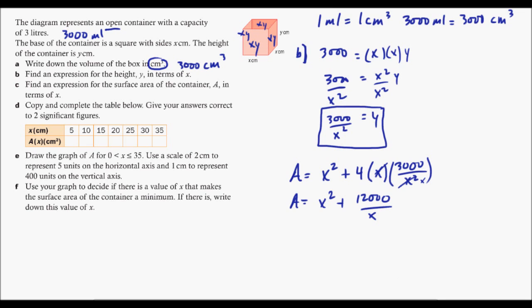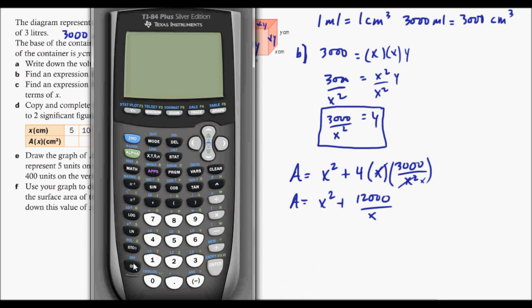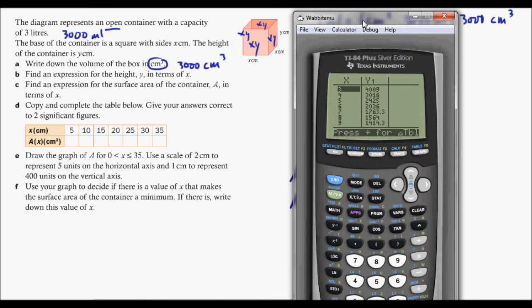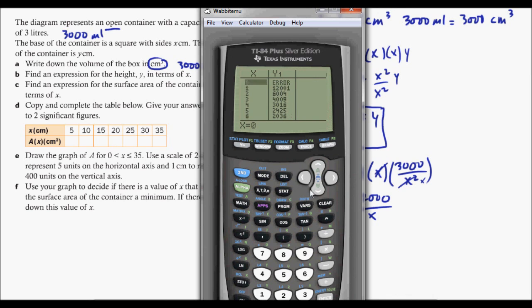Okay, no problem. We would have to enter this in. I'm going to clear it out and enter x squared plus 12,000 divided by x. Let's go to the table. What do they want us to go by here? They want us to go by 5s. You can actually change the table if you want, and I'm going to show you that. You hit the plus sign, and I want the change in the table to go by 5s. So I got 2,400.